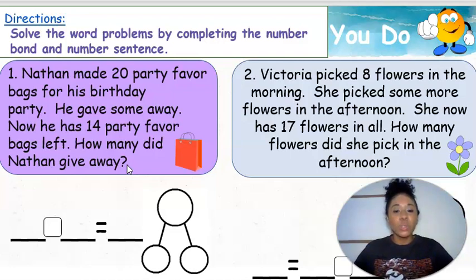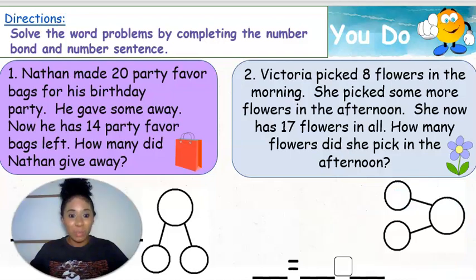Nathan made 20 party favor bags for his birthday party. He gave some away. Now he has 14 party favor bags left. How many did Nathan give away? Now is a great time to pause, do your work, and when you're finished, you can hit that play button to hear the next problem.